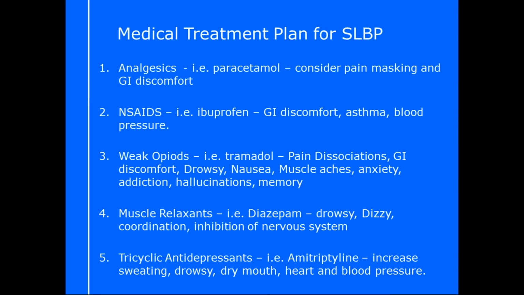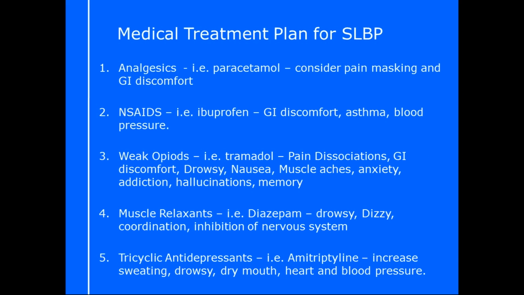They'll still have GI discomfort. They can get drowsy, nauseous. They can have muscle aches, sometimes anxiety and addictions to the opioid as well, because it is an opioid. Then you've got hallucinations and memory problems as well. So there's a huge amount of symptoms that come off of using something like tramadol that your clients need to be aware of, and that you also need to be aware of to look out for in your clients.